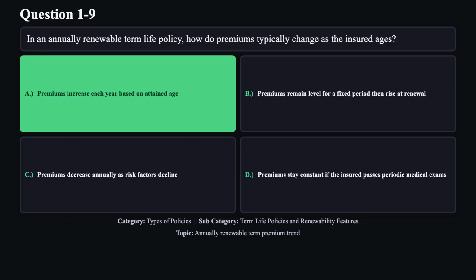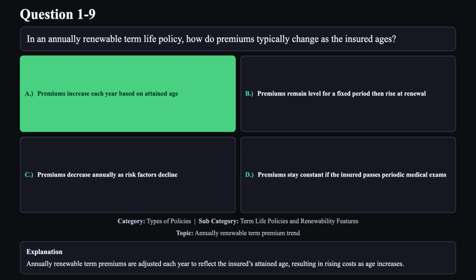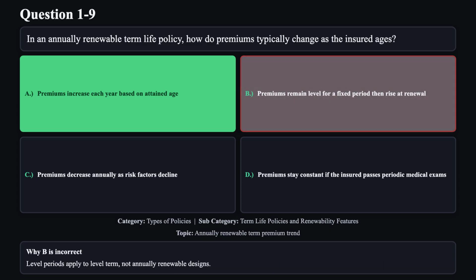The correct answer is A. Annually renewable term premiums are adjusted each year to reflect the insured's attained age, resulting in rising costs as age increases. Reason B is not correct. Level periods apply to level term, not annually renewable designs.